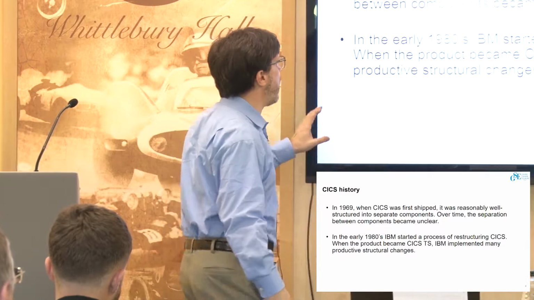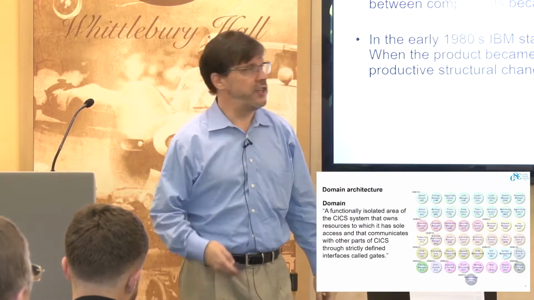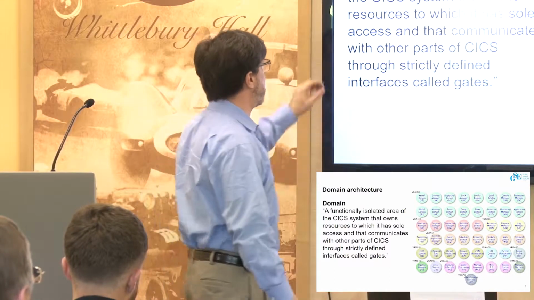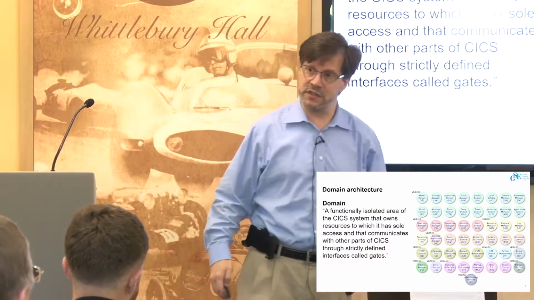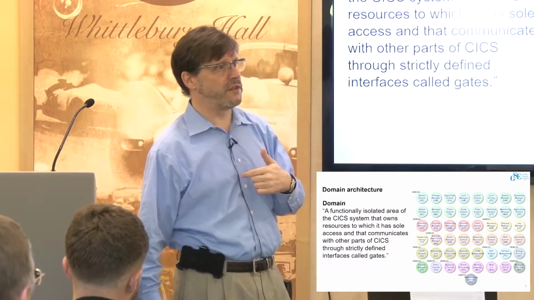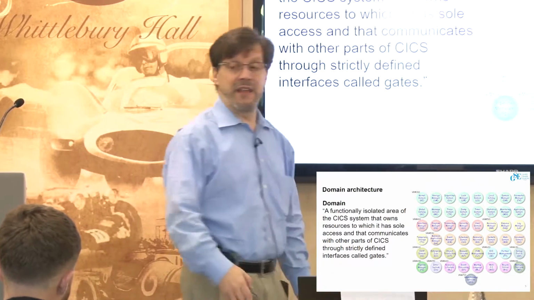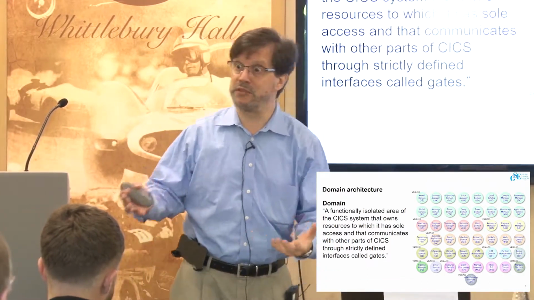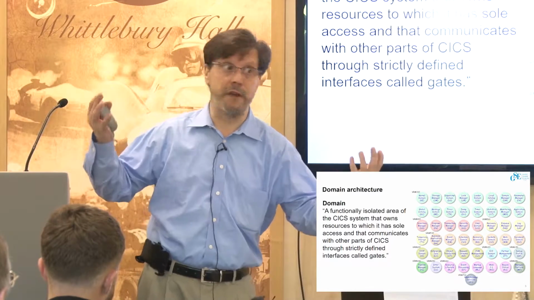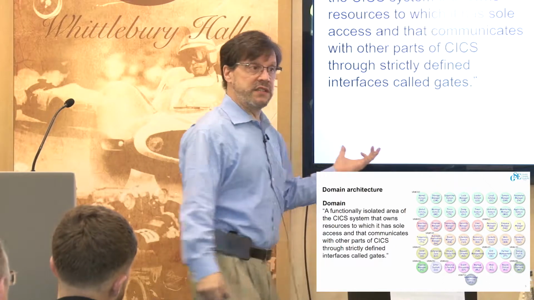And so IBM said, enough is enough, and they decided to restructure CICS. And what they used to restructure CICS is this concept of domain architecture. This was actually invented here in the UK. It came out of Oxford University. It was a concept called Z back then. And the idea was very simple. It's object-oriented programming in the very, very early days. It was the 1980s, right?